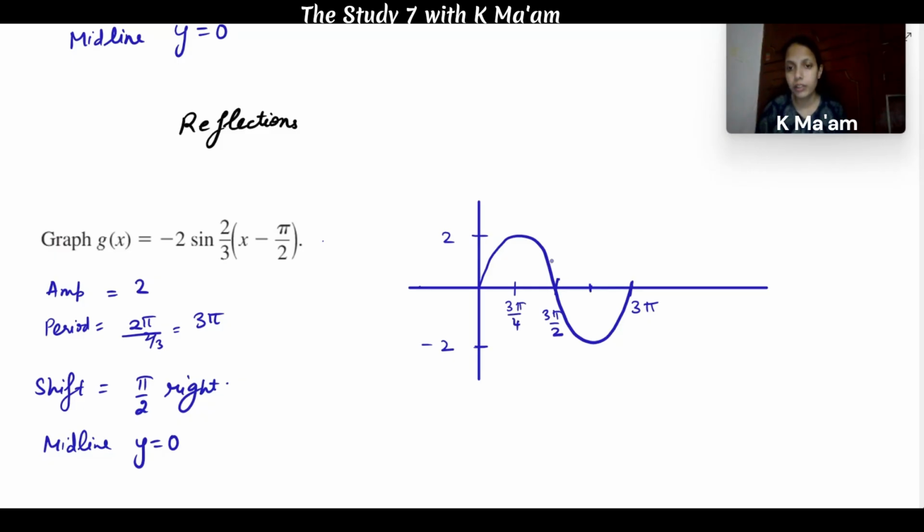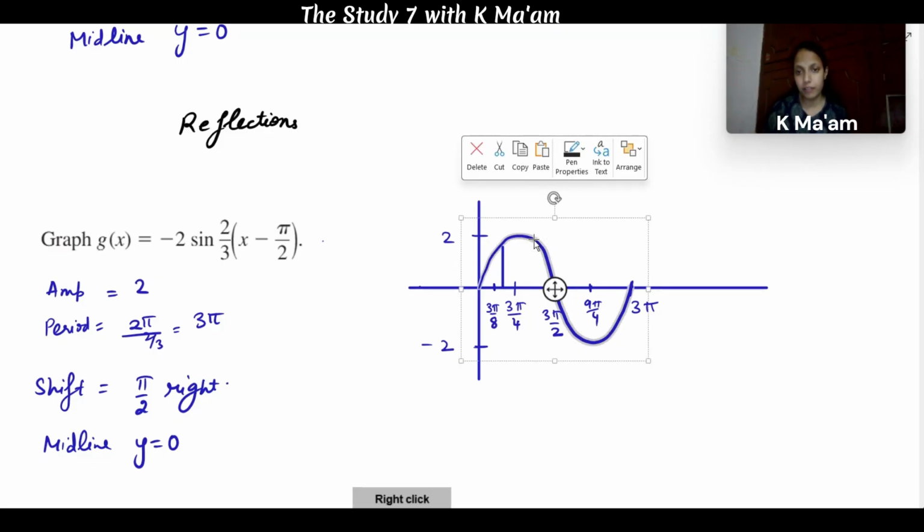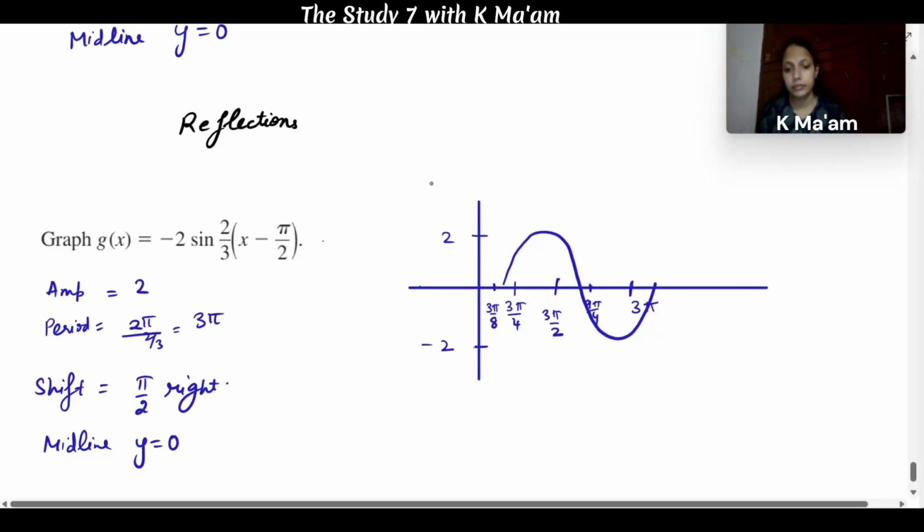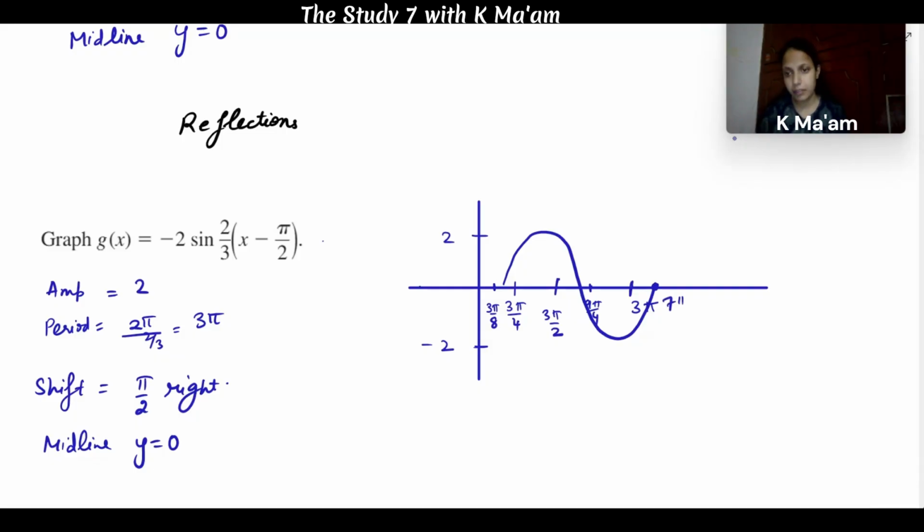And next is 9 pi by 4. Okay, then it says it's pi by 2 units right. If this is 3 pi by 4, half of 3 pi by 4 is 3 pi by 8. Where will pi by 2 lie? It is in between this. So your graph starts from here. So this point is at 7 pi by 2. How did I calculate? Just add pi by 2 to 3 pi.